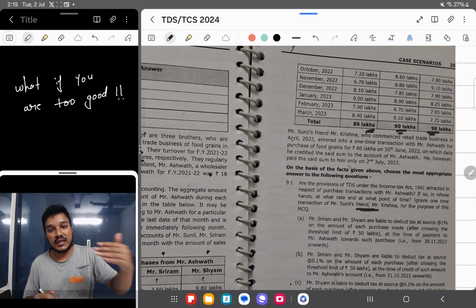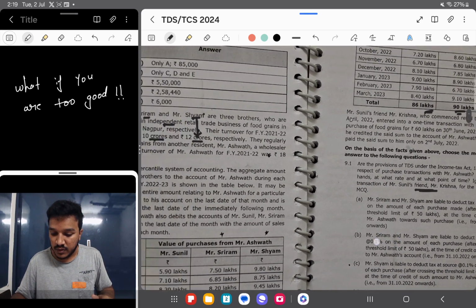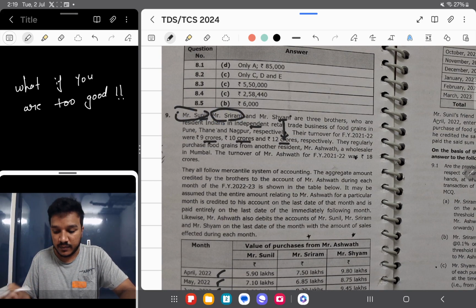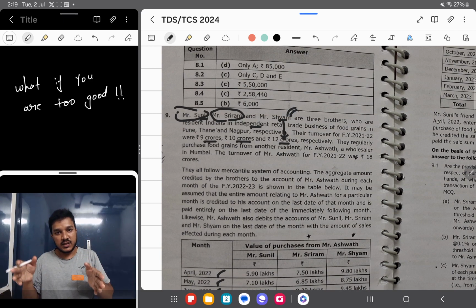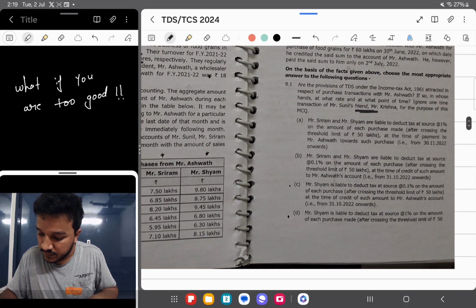But the question is whether TDS is applicable or TCS is applicable. For the first two, TCS will apply. For the third one, TDS will apply. See, if TDS and TCS both are applicable to one party, then TDS will prevail. We will see the options now.